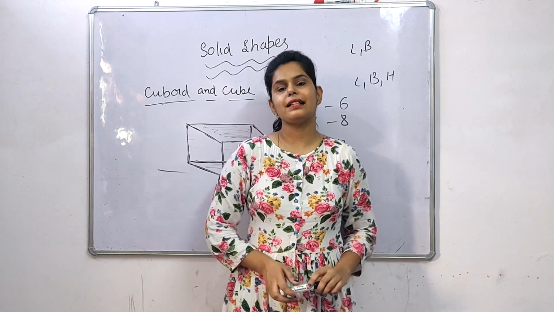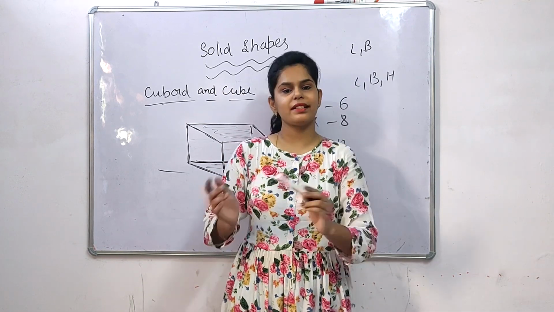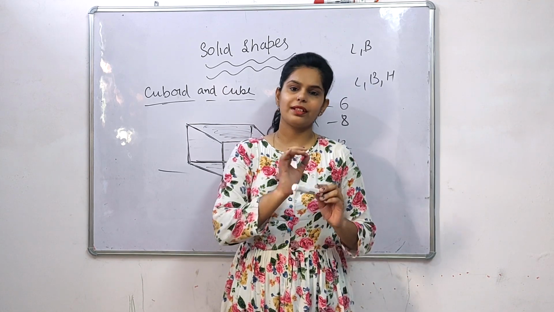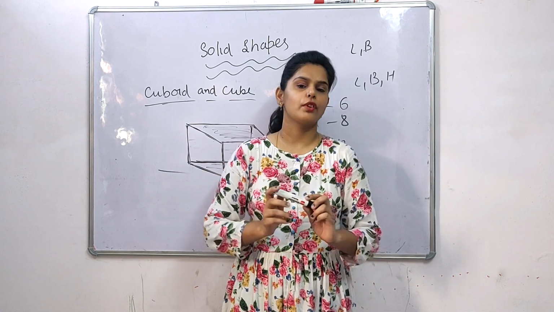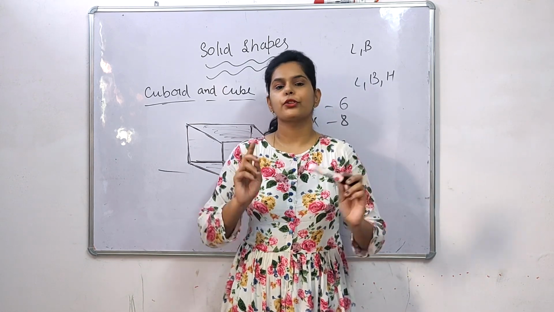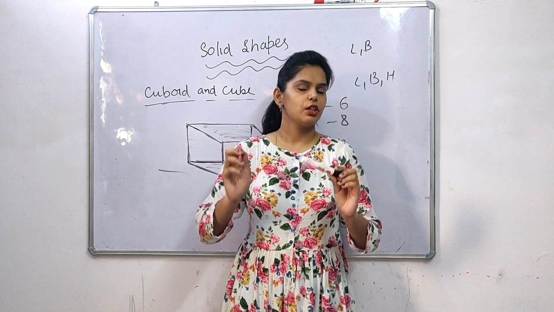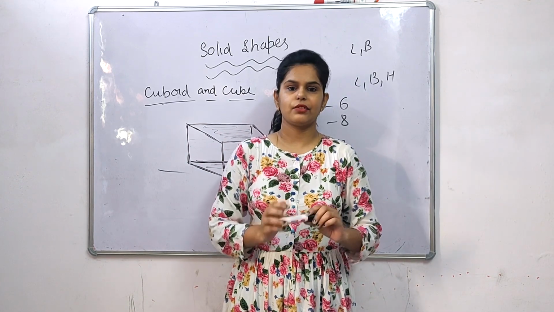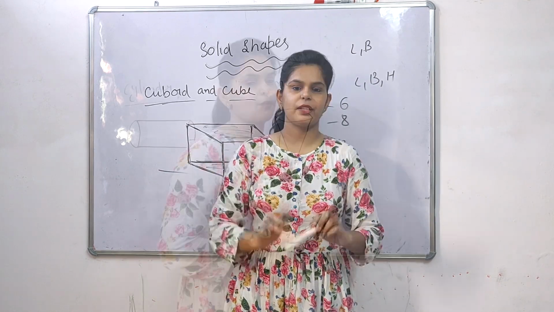Now what is cube? Cube is same as cuboid, right? So what is the difference between cuboid and cube? The difference is only this, that cuboid faces are made of rectangles and cube faces are square. So all faces of cube will be square. Only this is the difference between the cuboid and cube. So let's come to the next shape.